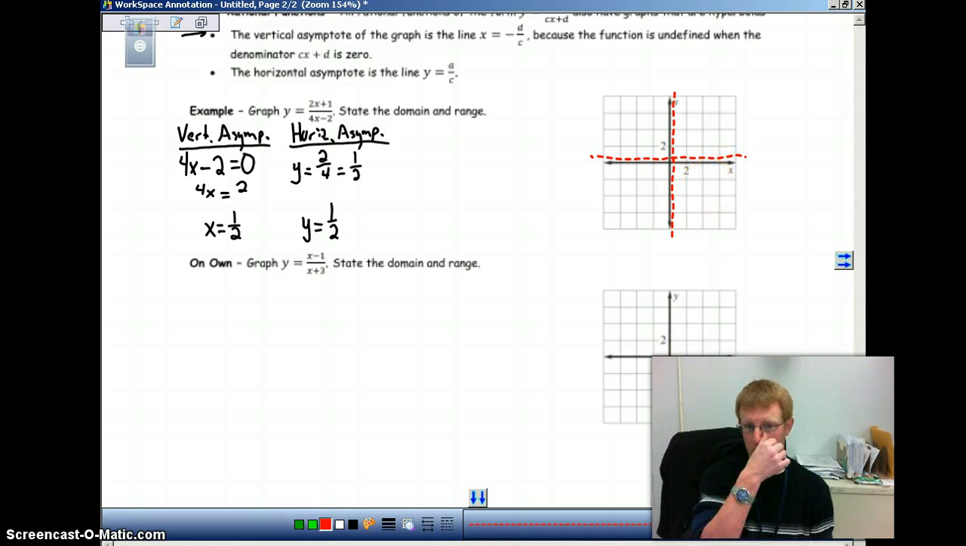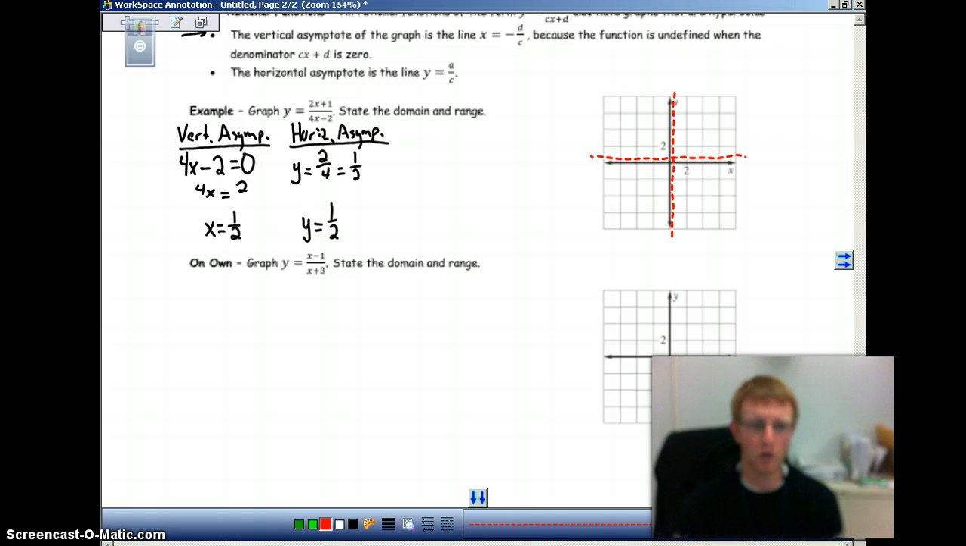Okay, so we have our horizontal and our vertical asymptote. Now we go through the problem the exact same way we did before. The real tricky part is finding the asymptotes, and that's this entire section. So now the only thing we have left to do is figure out our points. And we do the same thing we did before. Pick 2 points to the left of our vertical asymptote and 2 points to the right.